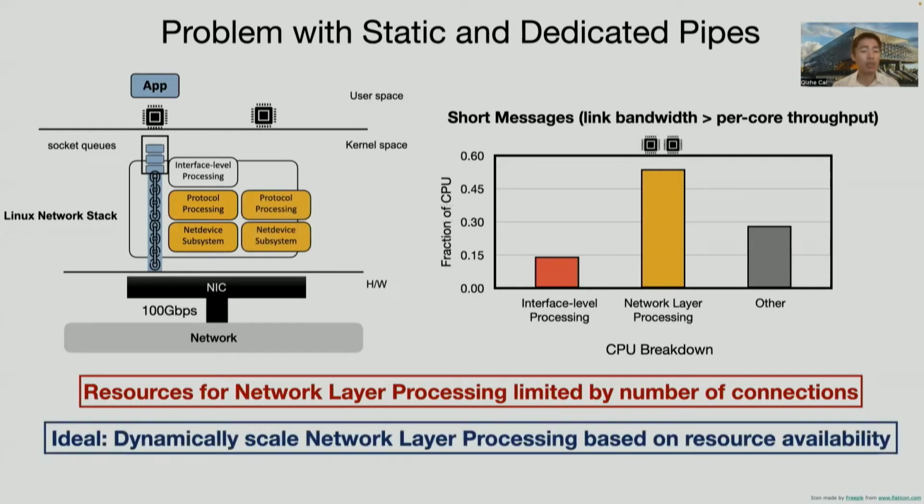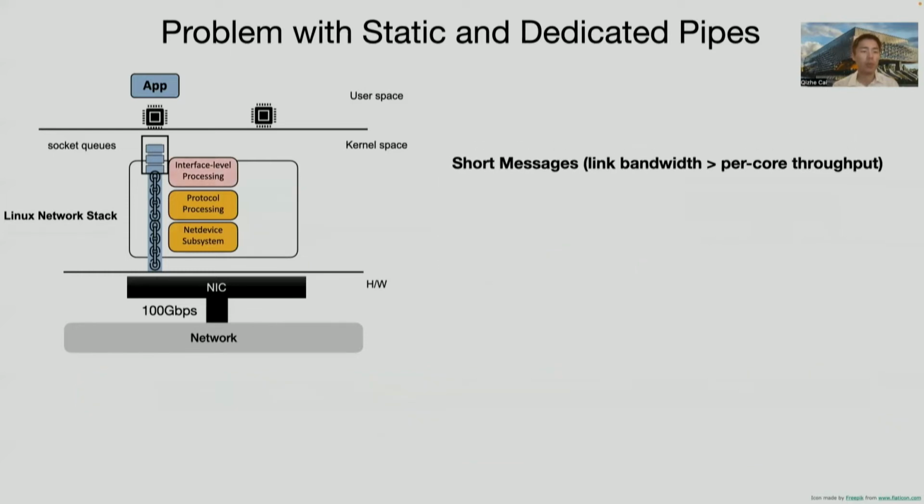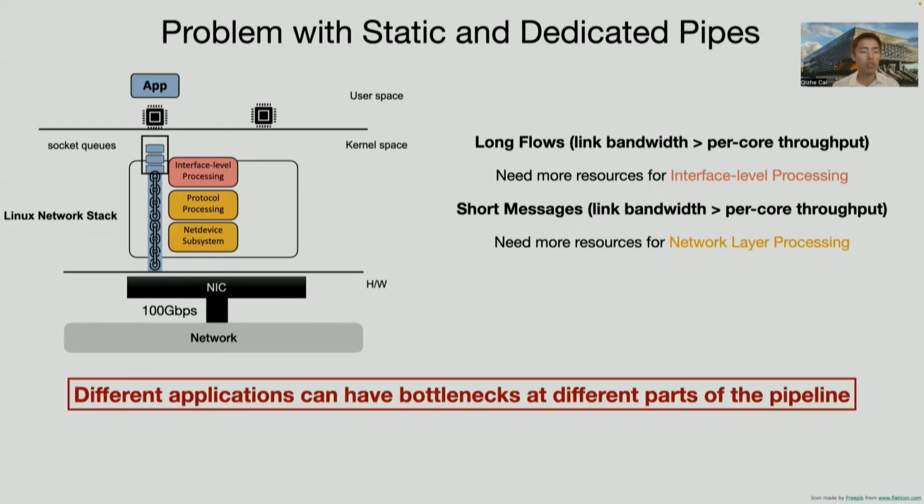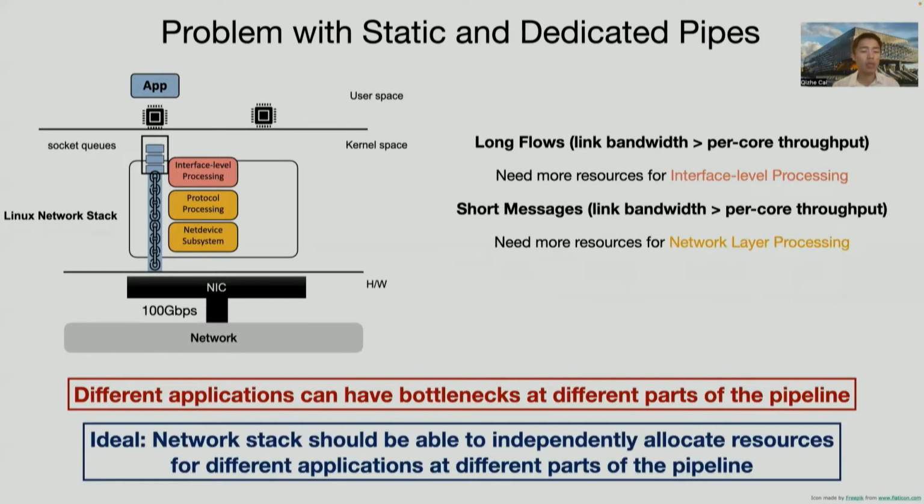Ideally, the network stack should be able to dynamically scale the resource allocated for network layer processing independent of the number of connections. Overall, for both long and short messages, the network stack is unable to fully utilize the underlying hardware because of its static and dedicated nature. Long flows need more resource for interface level processing, and the short flows need more resource for network layer processing. In general, different applications can have bottlenecks at different parts of the pipeline. Hence, an ideal network stack should be able to independently allocate resource to different applications at a different stage of the pipeline, but this is not the case today.